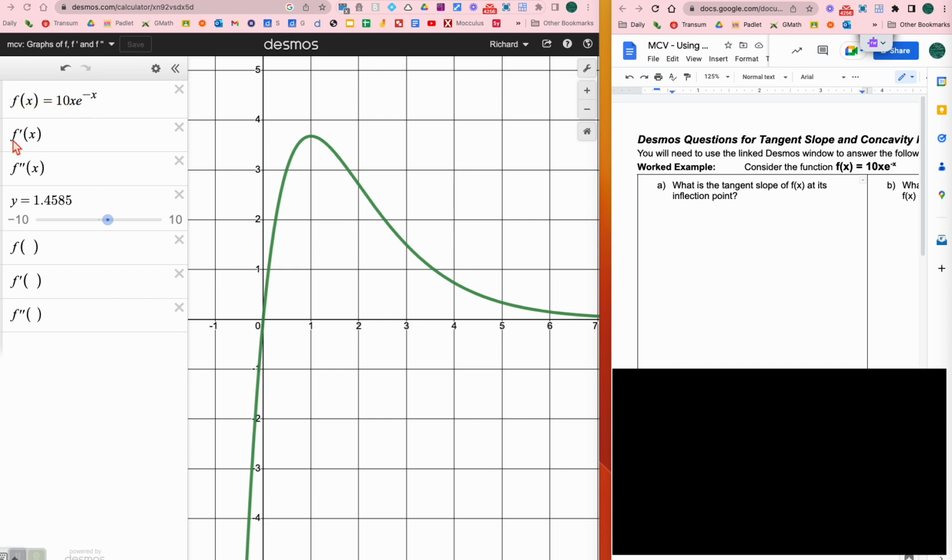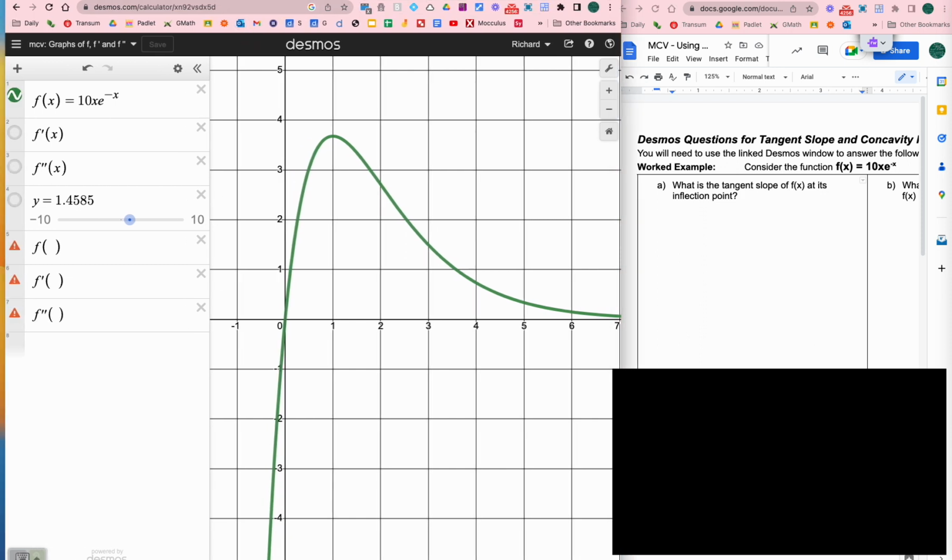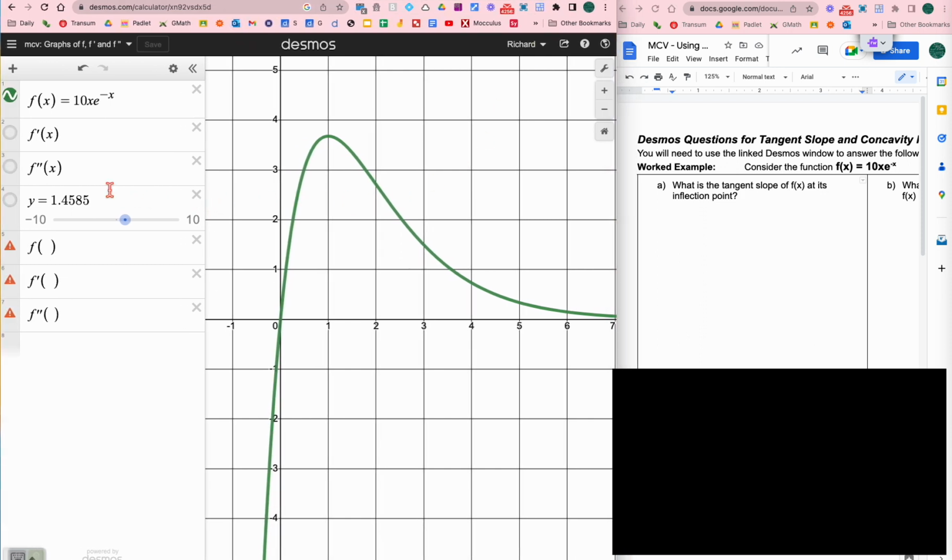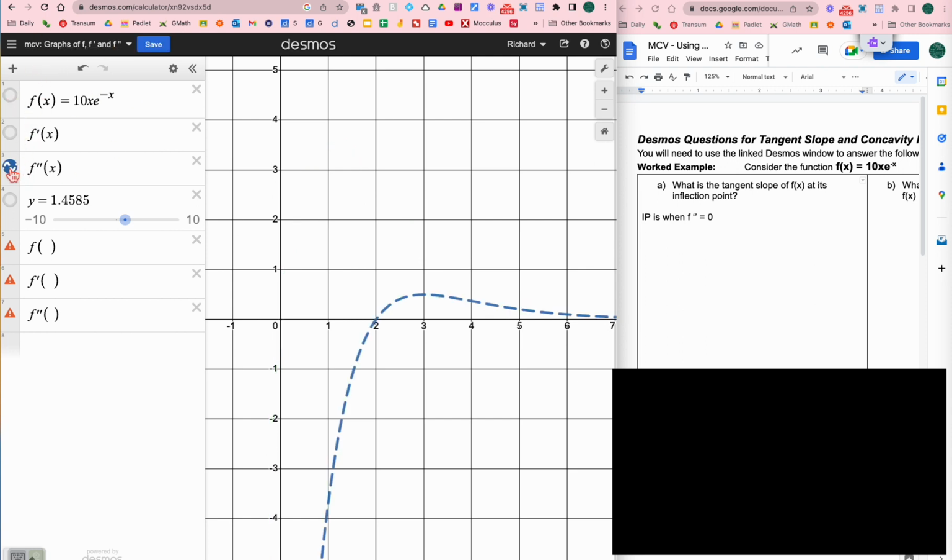So there's f of x, f prime of x, and f double prime of x. Now what we need to do is just slightly move that over there. So what you can see here is you can show different things. If you want to find its inflection point, we know that the inflection point is when f double prime equals 0, right? So we need the graph of f double prime. Now what I would suggest is turn off f of x, and then turn on f double prime of x.